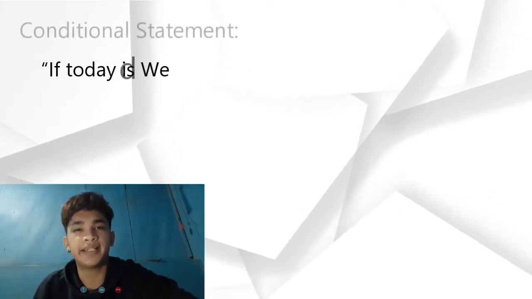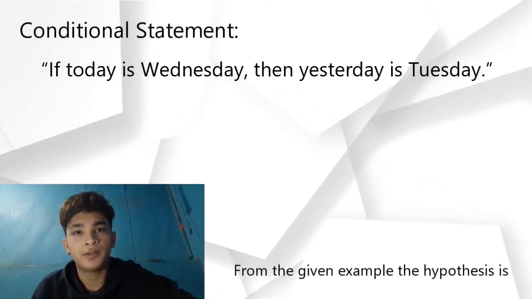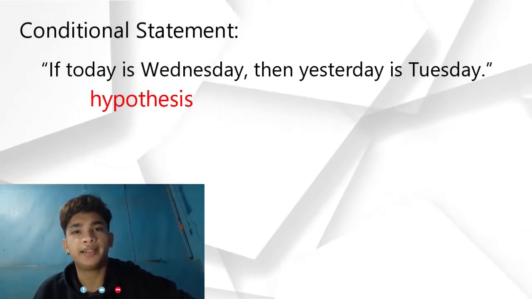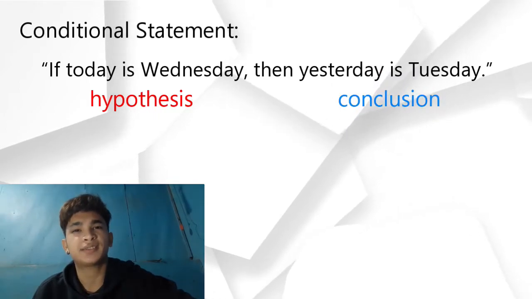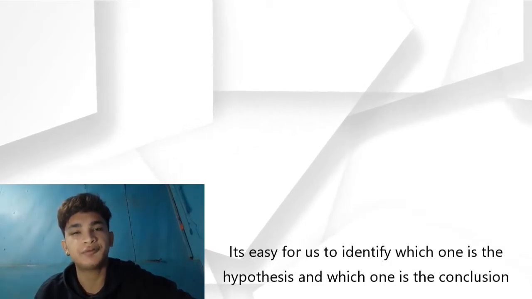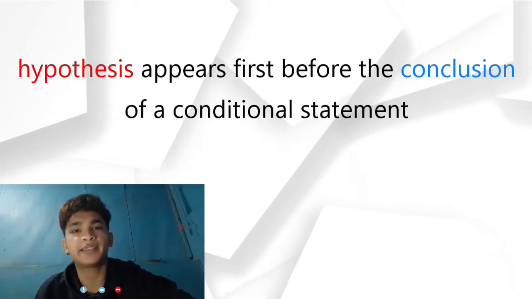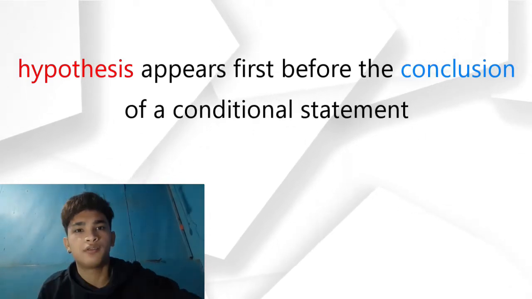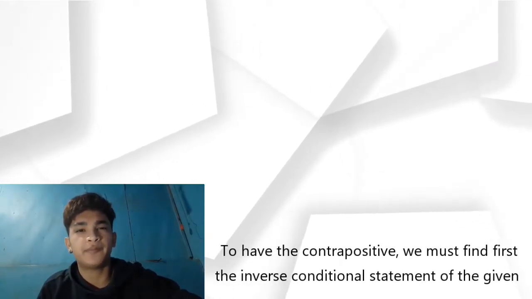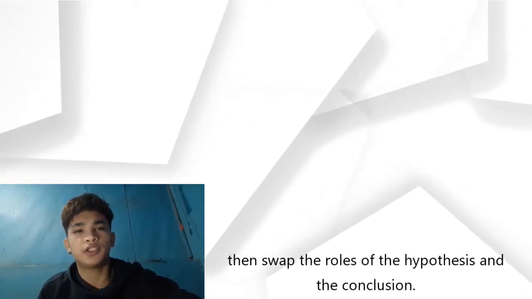If today is Wednesday, then yesterday is Tuesday. From the given example, the hypothesis is today is Wednesday and the conclusion is yesterday was Tuesday. It's easy for us to identify which one is the hypothesis and which one is the conclusion because the hypothesis appears first before the conclusion of a conditional statement. To have the contrapositive, we must find first the inverse conditional statement of the given, then swap the roles of the hypothesis and the conclusion.